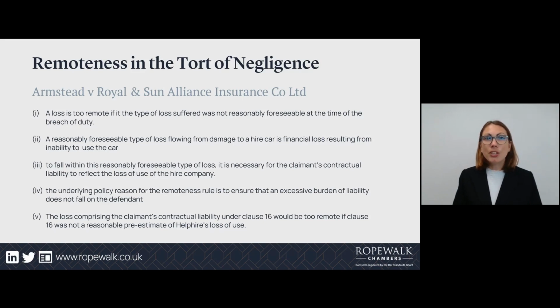Number 4 refers to the underlying policy reason for the remoteness rule, which is to ensure that an excessive burden of liability does not fall on the defendant. Without an insistence that the contractual liability is a reasonable pre-estimate of the hire company's loss of use, a contractual clause might specify a sum that would impose an excessive liability on the defendant, hence that important restriction. And then number 5, the loss comprising the claimant's contractual liability under clause 16 would be too remote if clause 16 was not a reasonable pre-estimate of Help Hire's loss of use.